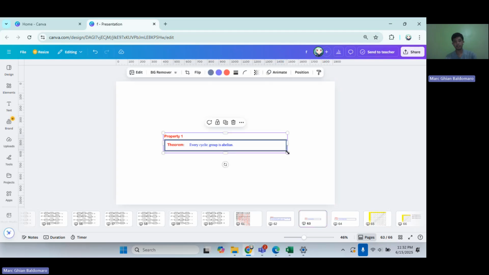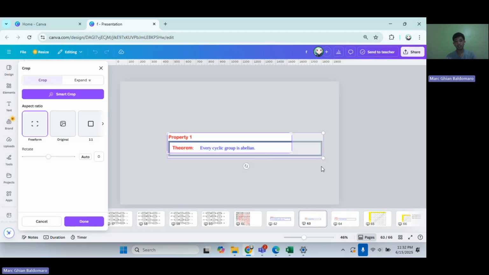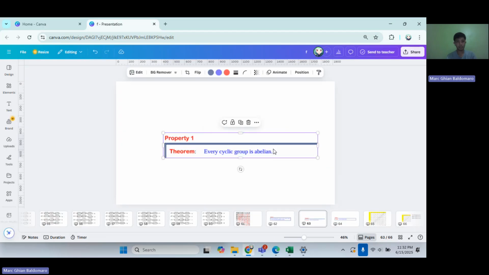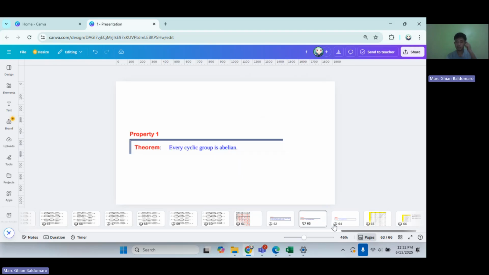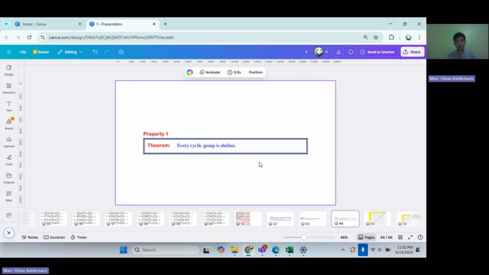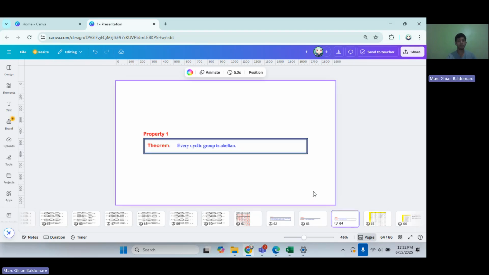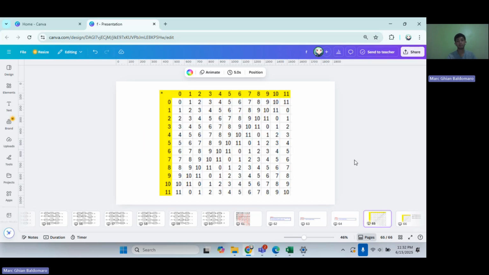So first, here is another property that we will use. Every cyclic group is abelian. Just keep that in mind for now. Another property that we should keep in mind is that all the subgroups of a cyclic group are cyclic.